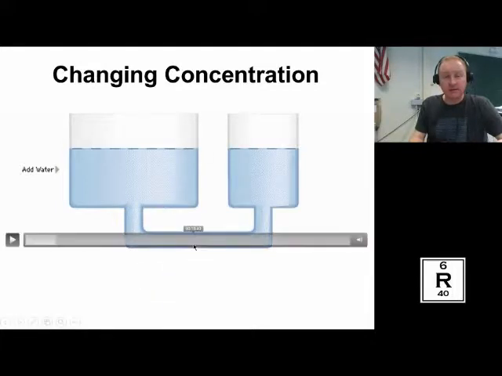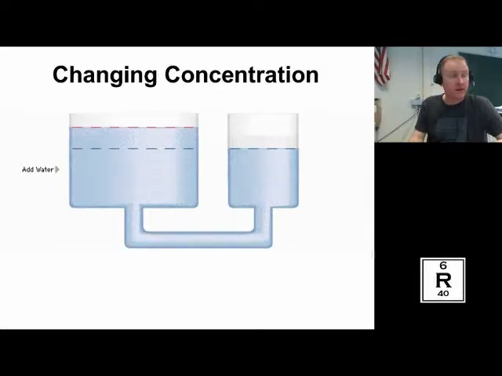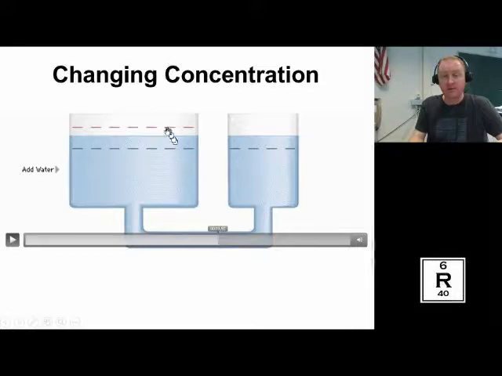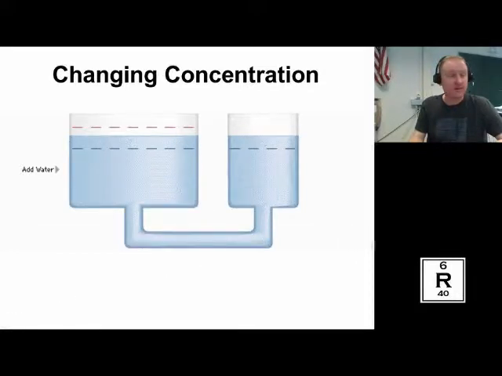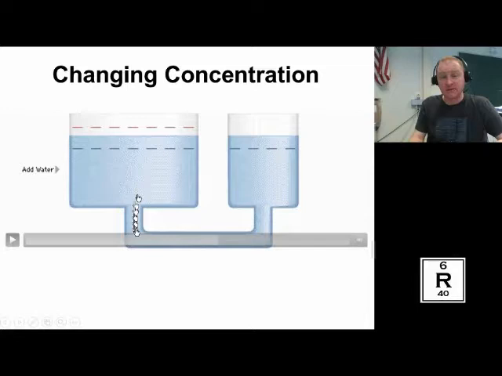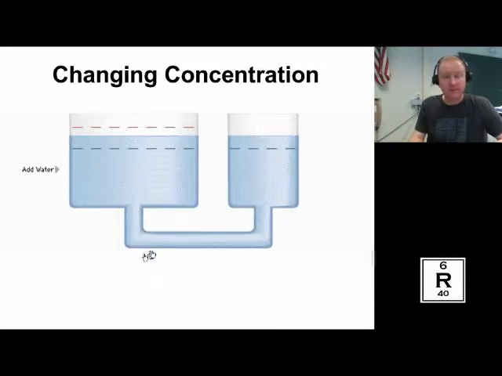Now, as we go through this, if we add water to the left tank, which is the reactants, then water is going to be forced through the pipe here and increase the level of the other side. So the water will move over in this direction, and as it shifts from the left to the right, we're getting more product.